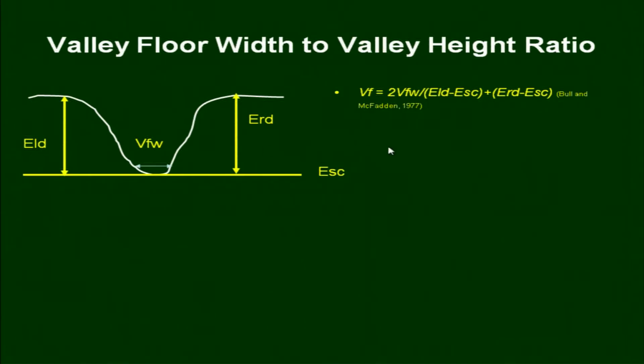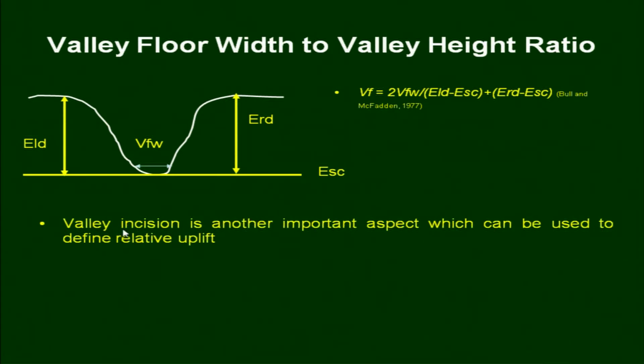The equation you can use to calculate this is VF. VF, the valley floor ratio, is equal to 2 VFW, the valley width, divided by ELD, which is the left bank, minus ESC, the elevation of the channel bed, plus ERD, the right bank, minus ESC.